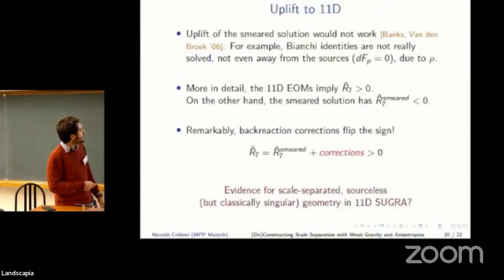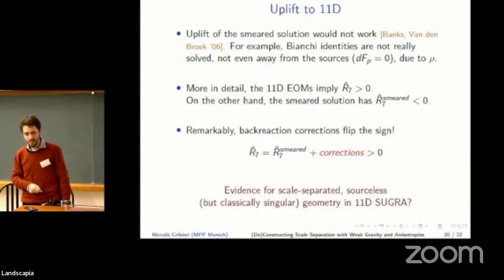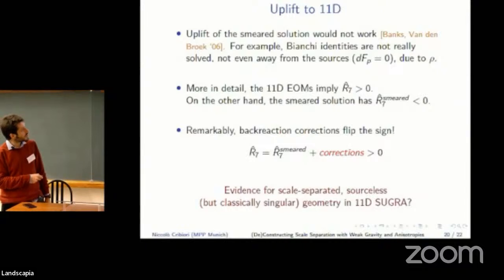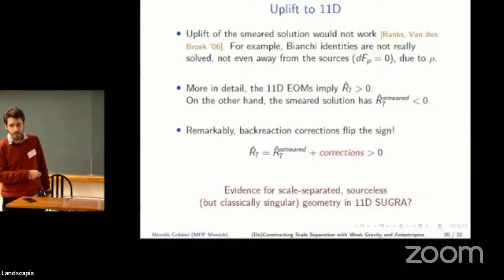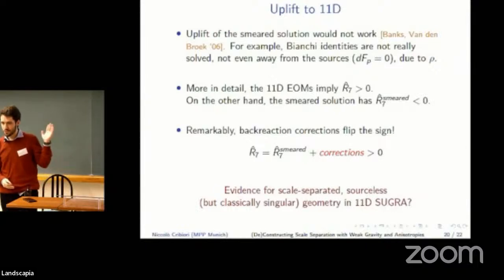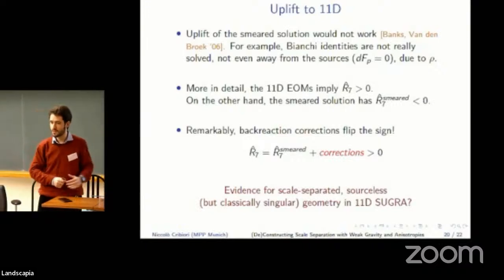Okay, here I just have one slide. There are many more things to be said, but one property that we understood here is that if you try to uplift the smeared solution directly, it doesn't work, because the smeared solution has a negative R7 curvature, while if you solve the equations of motion in 11D, you find positive, as Thomas was saying. We explain the mismatch by computing the correction in the back reaction. The corrections were precisely the right amount to flip the sign. So this is a non-trivial consistency check. It doesn't prove that it exists in general, but it is a first consistency check which could have failed, and it didn't at this level.